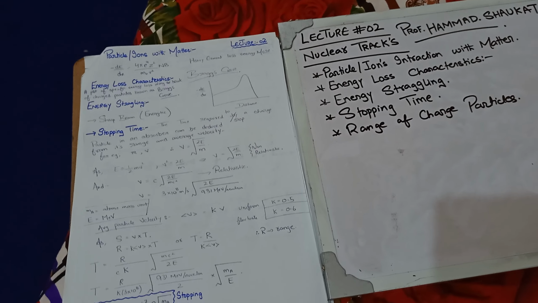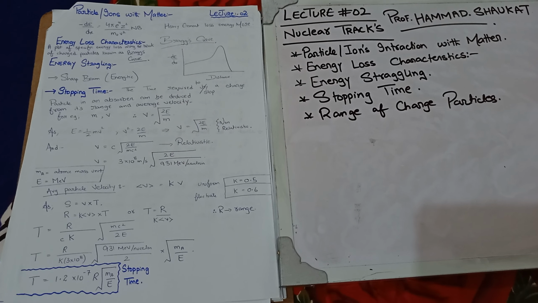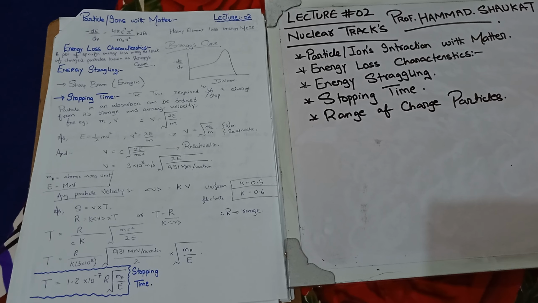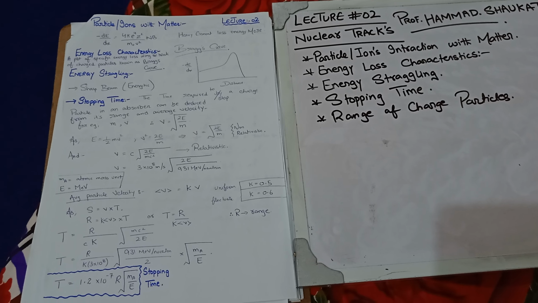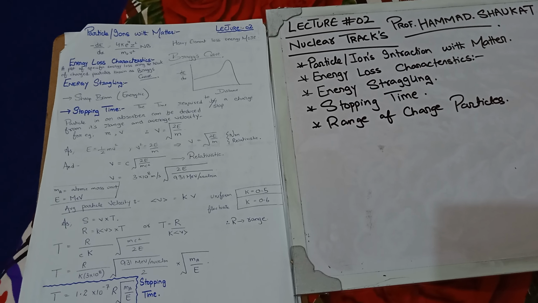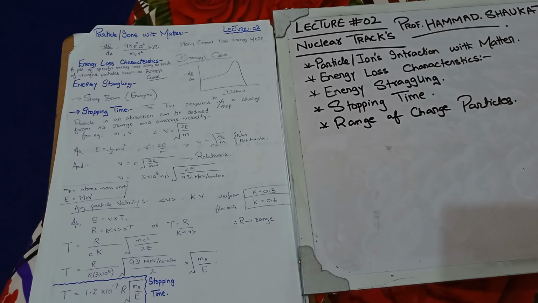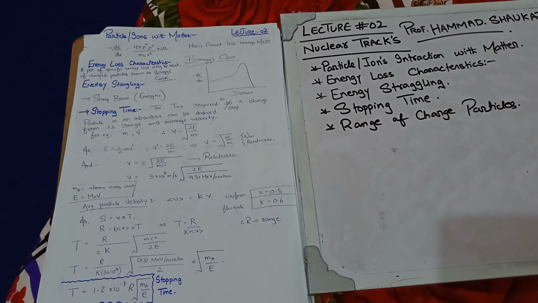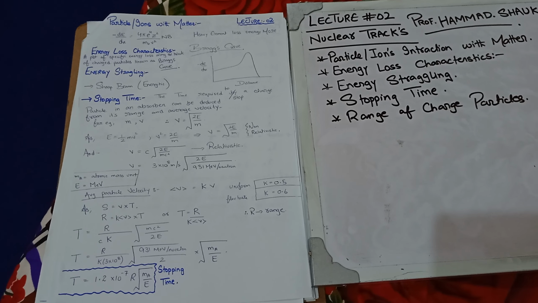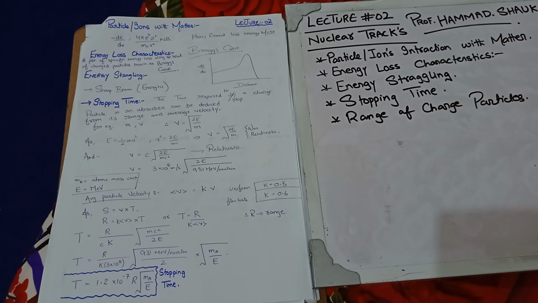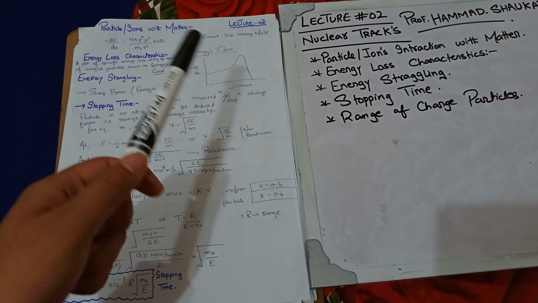So this is what we did in our previous lecture. Today is lecture number 2, and first of all we will discuss energy loss characterization. What is energy loss characterization? Simply, it is a plot of specific energy loss along the track of a charged particle, and we name this plot Bragg's curve.